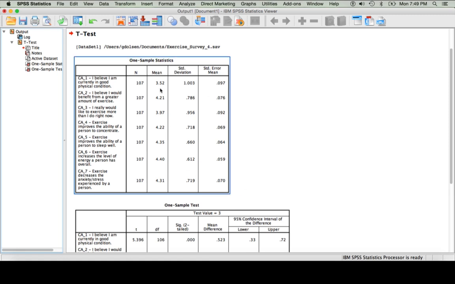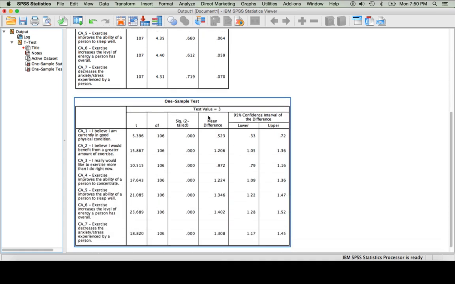So when you see these, I guess the question is, does 3.52 differ significantly from a neutral value of 3? 4.21, does it differ, etc.? So in order to solve that, we look at this particular figure here, the one sample t-test. You can see that the test value is equal to 3 because that's what we specified. And we'll look at the t value here, the degrees of freedom, and the most telling thing is the significance level. And we're looking for something lower than 0.05 if it's going to be significant. And you can see that all of these are very, very low, definitely much lower than 0.05.